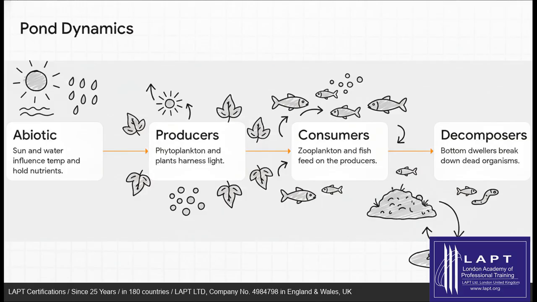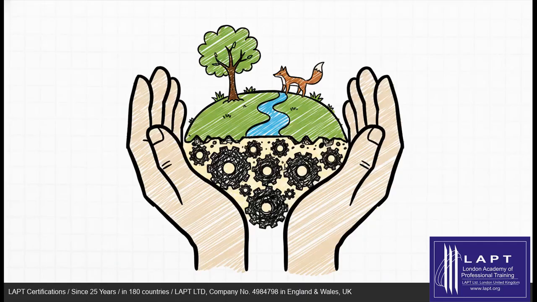They return those vital nutrients straight back into the pond water, empowering the phytoplankton to start the whole process over again. It is this perfect harmony of abiotic factors, producers, consumers, and decomposers keeping the cycle of life going. So the crucial point is, why does unpacking this factory matter?